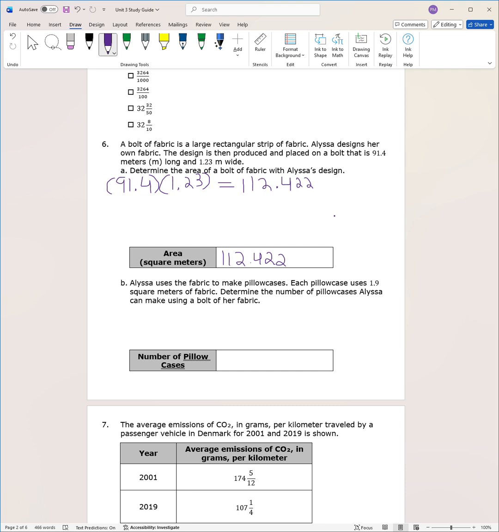If you were thinking subtraction, you were on the right track, but we want to think a little bit further here, because each time you make a pillowcase, you're essentially subtracting 1.9. If you make another pillowcase, that's another 1.9 you're taking out. That's really subtraction multiple times, or repeated subtraction, and repeated subtraction is really just division. So in our calculators, we can take 112.422 and divide that by 1.9.